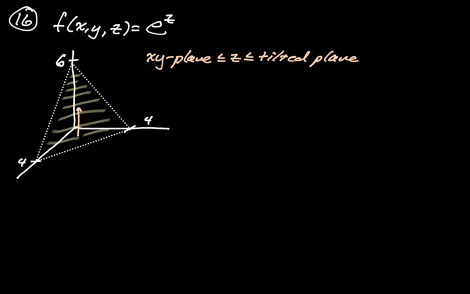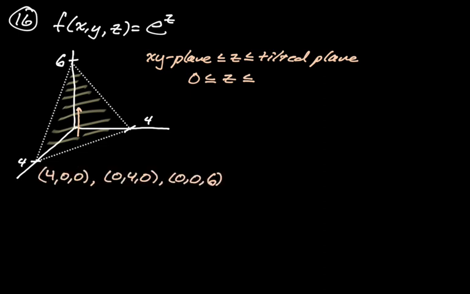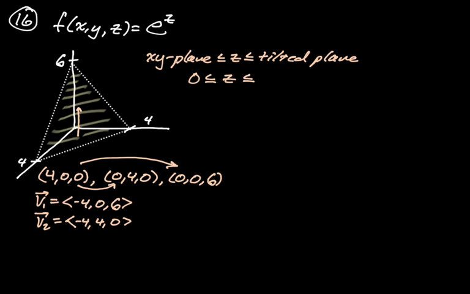So, all right, let's list out what we got. The xy plane is 0, and now do the work for the tilted plane. We got 3 points that we definitely know: (4, 0, 0), (0, 4, 0), (0, 0, 6). I'm going to make 2 vectors out of those 3 points. So v1, we're going from here to here. So it's going to be 0 minus 4, so negative 4, 0, and 6, right? Terminal minus initial. v2, I'm going to go from the first to the second, so that's going to be 0 minus 4, 4 minus 0, and 0.